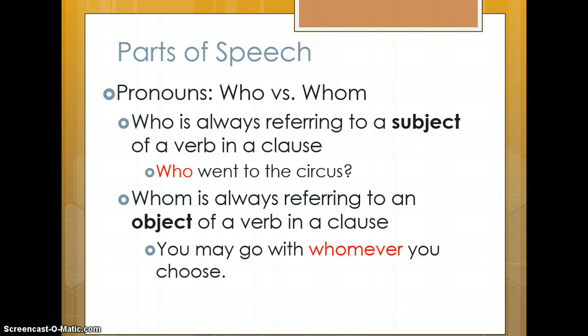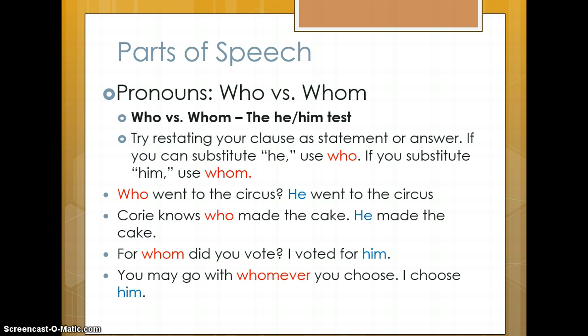Whom is always going to be the object of a verb. So you may go with whomever you choose. Who you're going with is the object, so therefore it should be whom. That one doesn't sound quite as wonky if you use whoever instead of whomever. But we'll get to more explanation of subject versus object in a little bit.